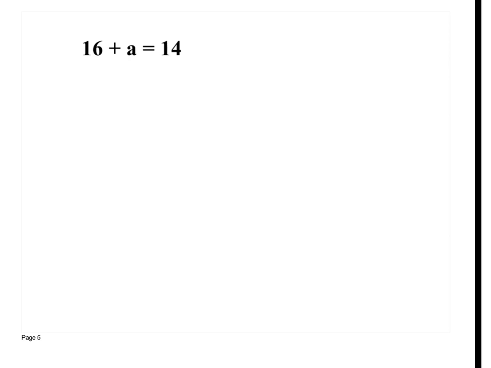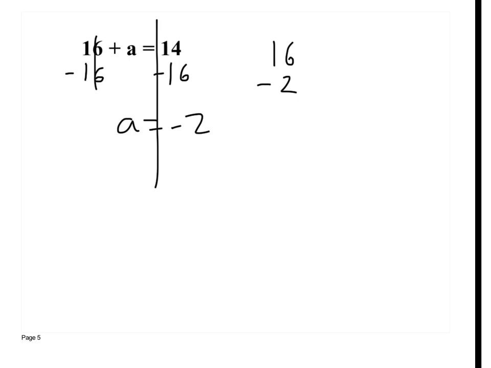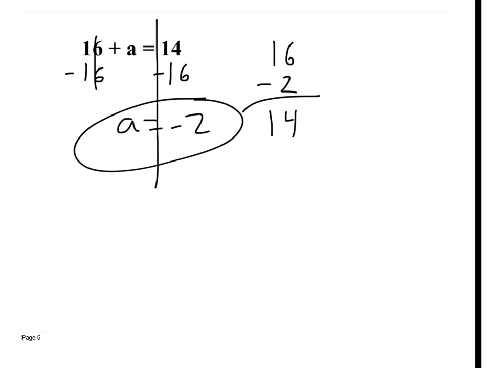Write this one down. So I have 16 plus a is equal to 14, so I subtract 16. A is equal to negative 2. Alright? Now, I got to check my work. What is 16 minus 2? 14. Okay? Is that right? Yes. Okay, so a is equal to negative 2.